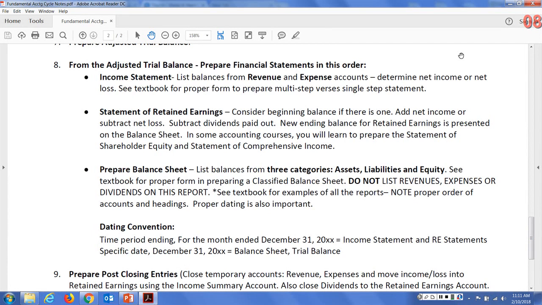Everything that we do is to get these financial statements to the users, people who need to use these financial statements, such as creditors or investors in a company. They will use these statements to help them make decisions. This is why it's so important for us to be accurate in our reporting.